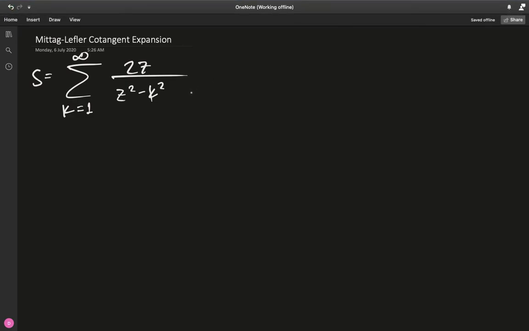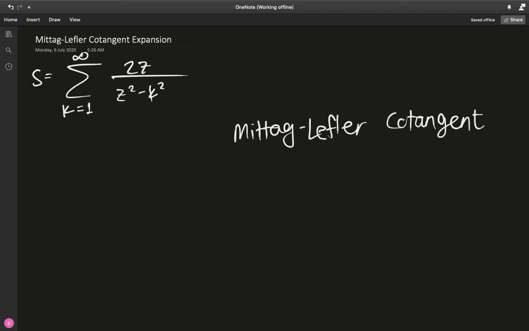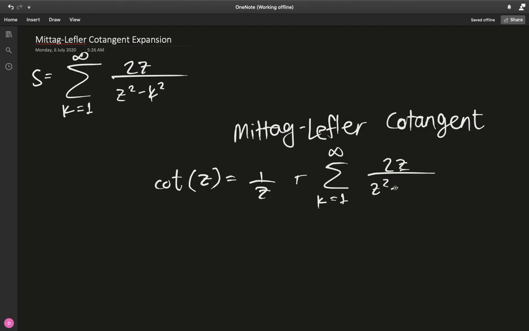Okay, so this is basically the original sum that we need to tackle. Let's call it S. And if you recall, 2 videos ago, we had actually discovered the Mittag-Leffler expansion of the cotangent. And it was actually a byproduct of the infinite product representation of the sine derivation. So finally for that we got cotangent of z is equal to 1 over z plus sum from k equals 1 to infinity of 2z over z squared minus k squared pi squared.